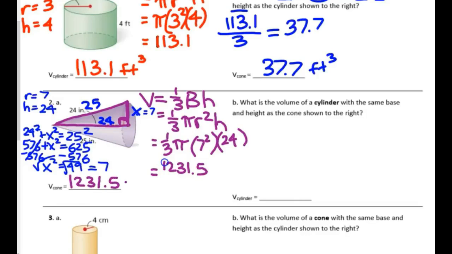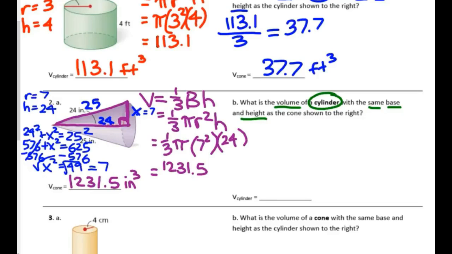And my units are inches cubed, right? Third power for volume. For letter B, it's going to be kind of backwards from the last one we were doing. This is finding the volume of a cylinder with the same base and the same height.